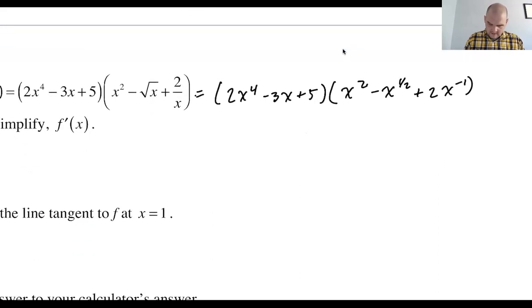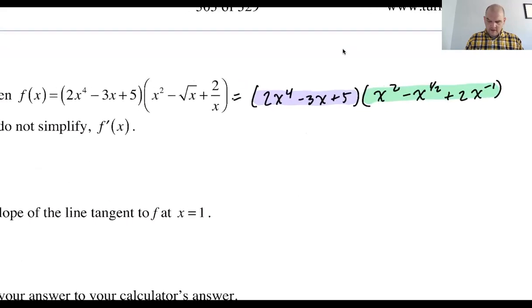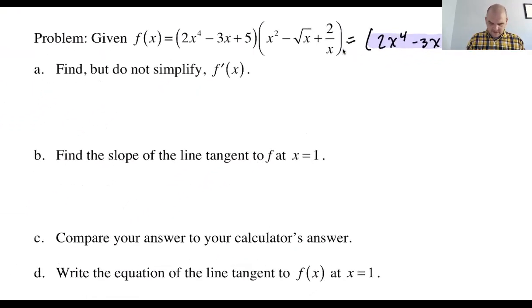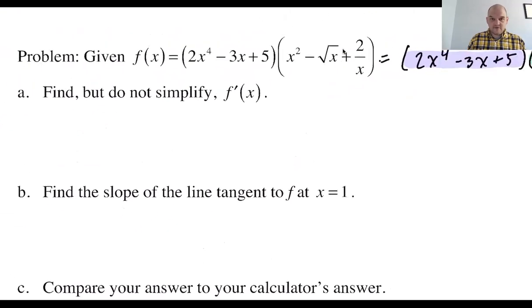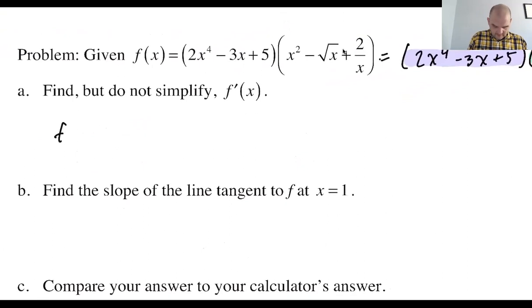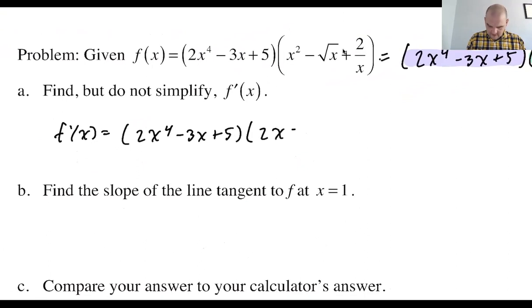Okay, so what do we got? We have a first function and a second function. So we're going to go first derivative of the second plus second derivative of the first. All right, so f prime of x: first, 2x to the fourth minus 3x plus 5. Derivative of the second, 2x minus 1/2 x to the negative 1/2 minus 2.